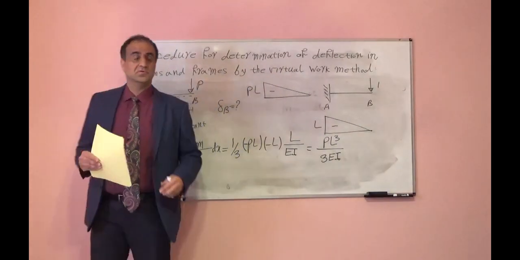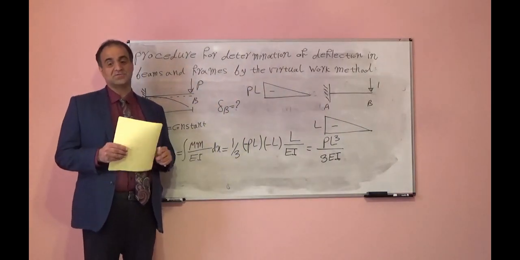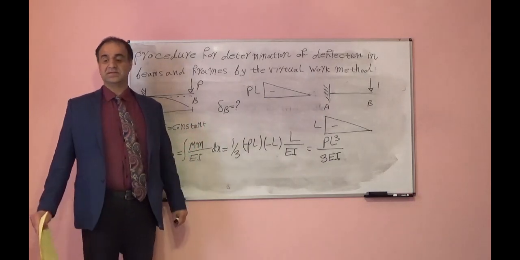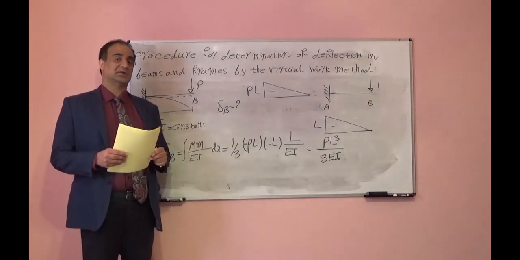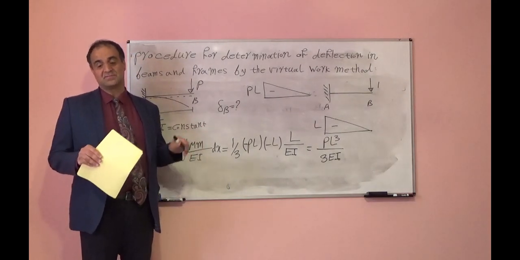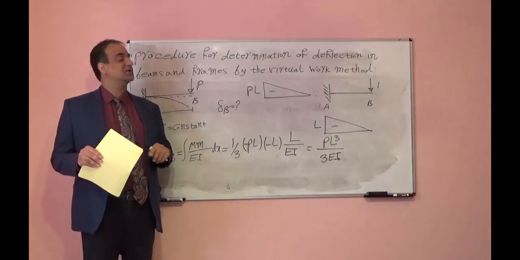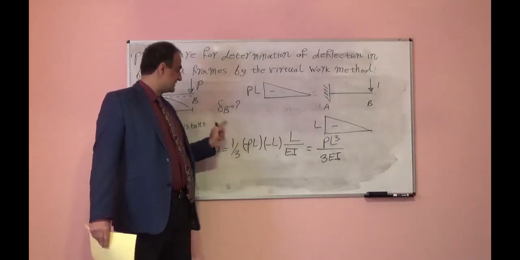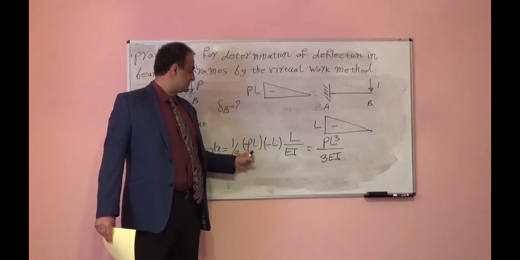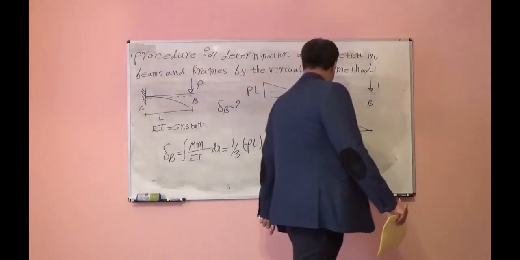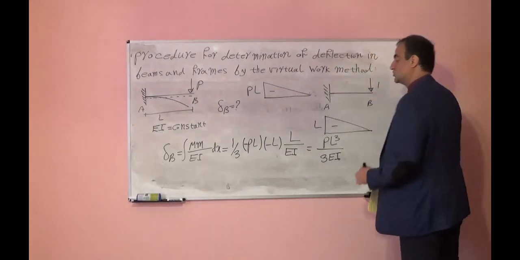If you look at those tables, you can find them anywhere. You can look at the appendix in any structural analysis textbook, definitely you will find those. Or you can Google it, virtual work integration table, you will find it. Triangle, triangle, 1 over 3 times the length over EI. And these PL and L are the magnitude of moment under real load and virtual load.